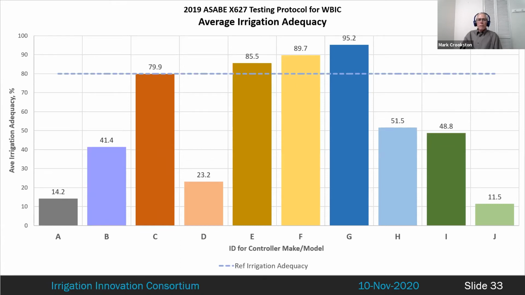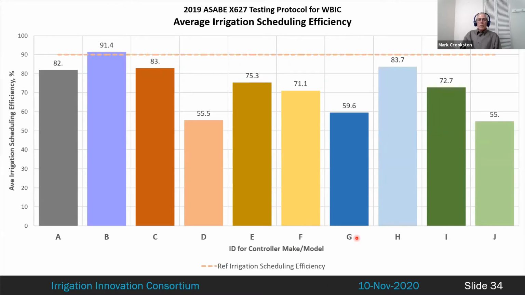So this is for the average of irrigation adequacy. And you can see right off the bat that 4 controllers surpassed that comparison threshold. The current target is that horizontal dashed line, and controllers C, E, F, and G all performed well. Now this is irrigation scheduling efficiency. The threshold from protocol number 1 is higher at 90%, and you can see that only 1 controller got that high, but there are several that are in the ballpark.